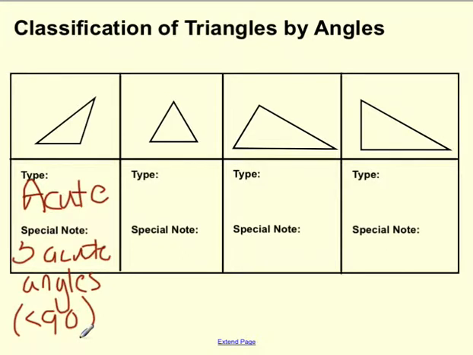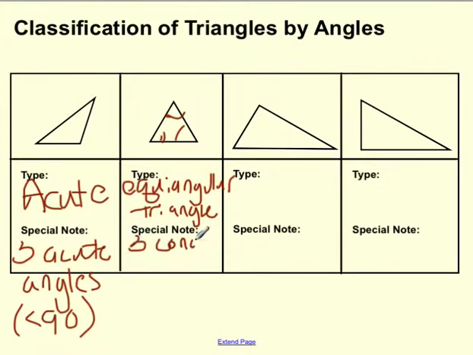For this one, all of our angles are going to be the same. If all our angles are the same, then we have an equiangular triangle. All that means is equal angles. So an equiangular triangle has 3 angles, and they're going to be congruent. They're also going to be acute, because in order for them to be congruent, they have to be acute.